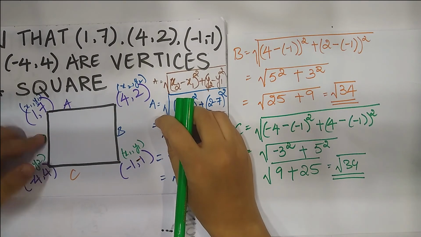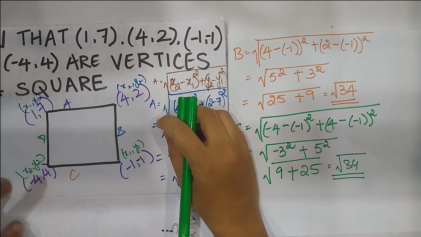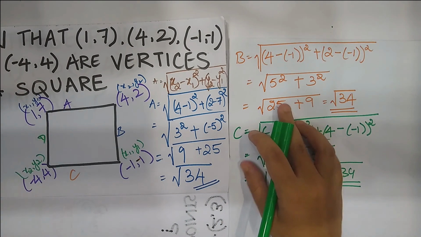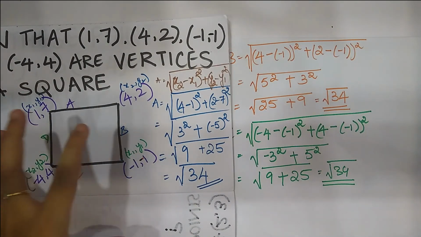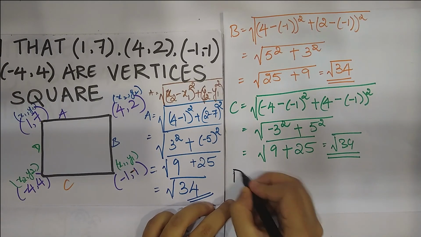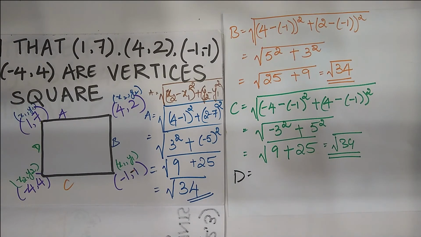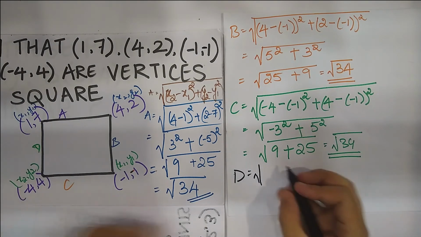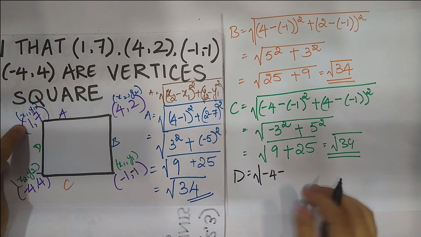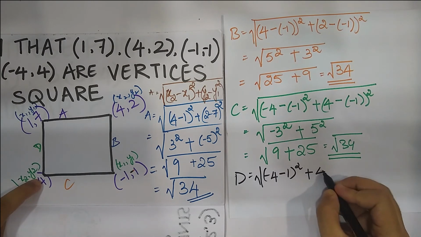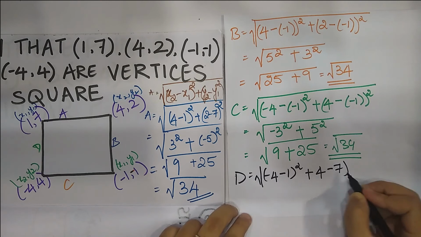So for this D, we choose these two coordinates, 1, 7 and minus 4, 4, and apply the distance formula for these two coordinates to see if this distance as well is equal. If this distance is equal, then the first property is proved. So for that, we'll have D is equal to square root of x2, which is minus 4 in this case, so minus 4 minus 1 the whole square, plus y2, which is 4, minus y1, which is 7, the whole square.